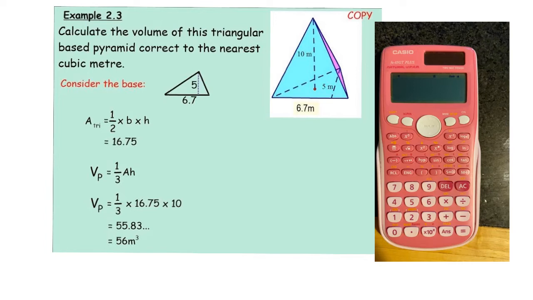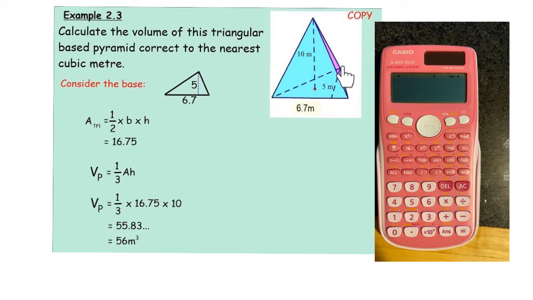Our second example then I would like you to copy. I've shown you a triangular based pyramid, and we're going to work out the volume of this one to the nearest cubic meter. If you have a look at it, it can sometimes be a little bit hard to get your head around these diagrams. The base has one side 6.7.